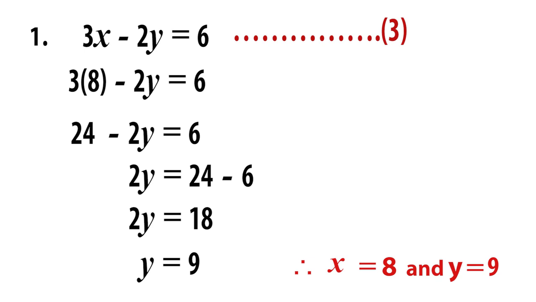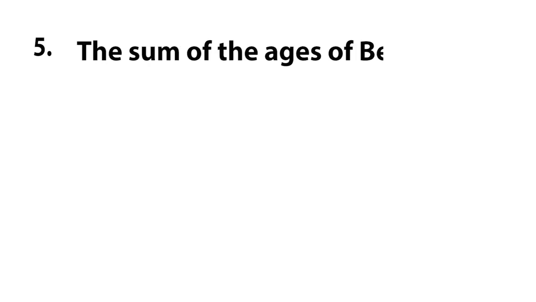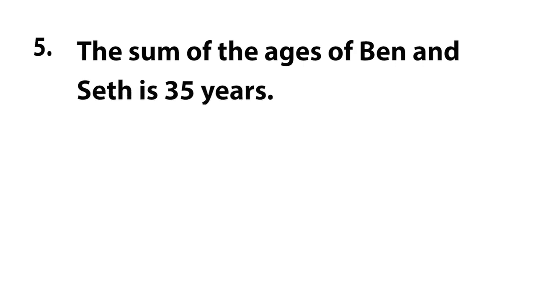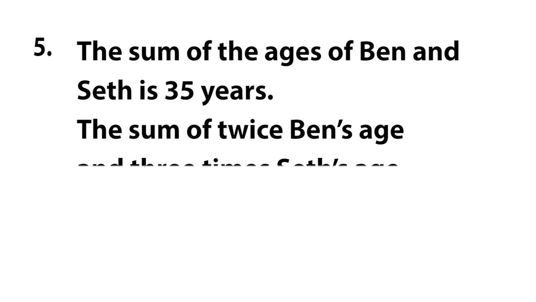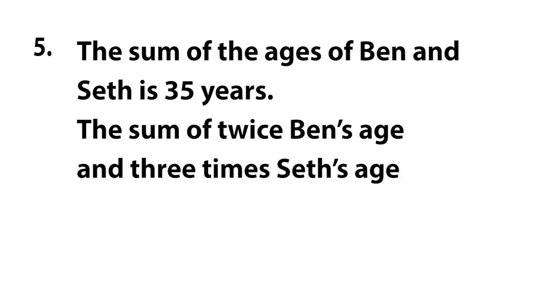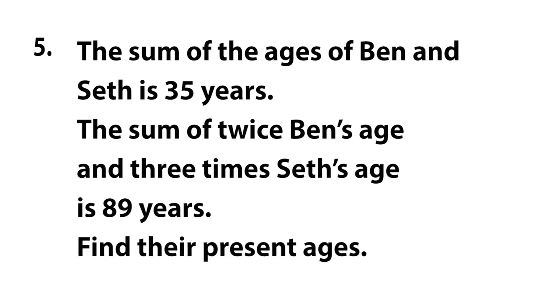Wow, that example was quite long but interesting. I want us to try one more example, which is a word problem. The sum of the ages of Ben and Seth is 35 years. The sum of twice Ben's age and 3 times Seth's age is 89 years. Find their present ages.